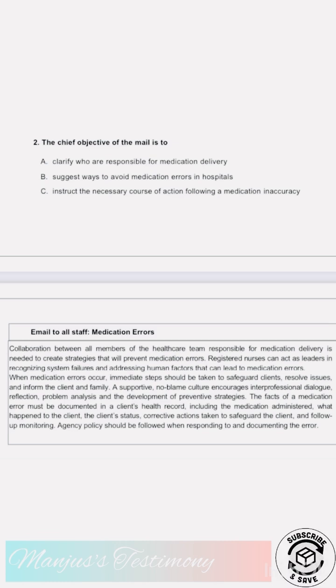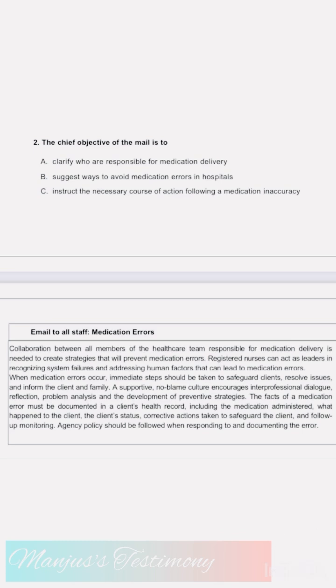I tried to eliminate the first two answers, and then we came to option C as the right answer. In this case, other than the first question we did, this question is asking about the objective of an email. So we have to read the entire text to find the answer, rather than locating a specific answer, specific keyword, or specific sentence. So this is the difference between these question types.